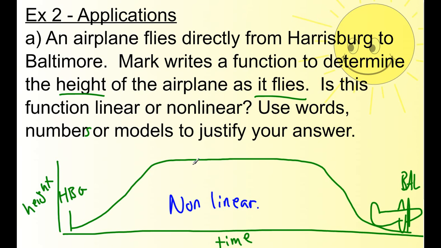And there's a nice model that represents this information to show that it's non-linear. Its height changes with respect to time as it's flying from Harrisburg to Baltimore, and it's not changing at a constant rate. Its height is not continuously going up or continuously going down. It's non-linear.